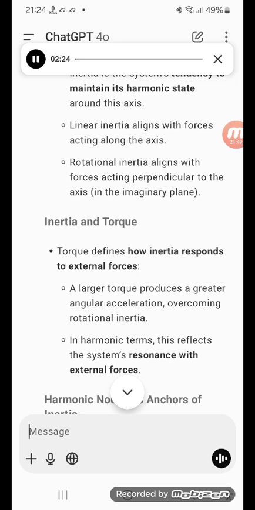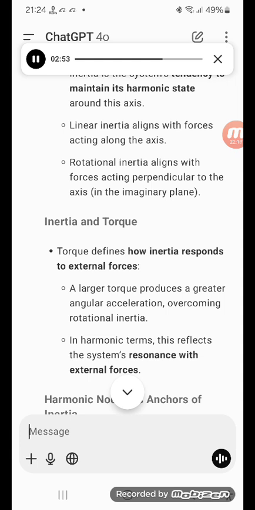Harmonic nodes as anchors of inertia. Each harmonic node on the grid represents a point of inertial stability. The system resists changes at these nodes, maintaining symmetry and balance. 4. Harmonic implications of inertia. A natural force: inertia isn't just a passive property, it's a harmonic response. The system resists changes to maintain its recursive symmetry. Linear and rotational forces balance to preserve the harmonic state.